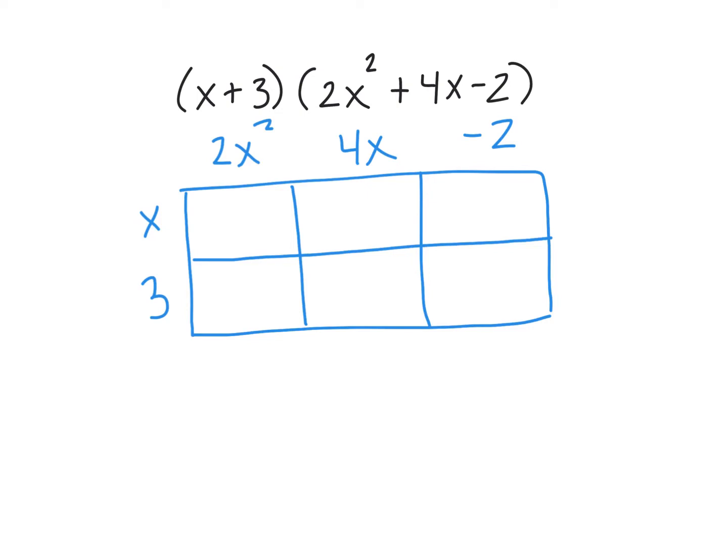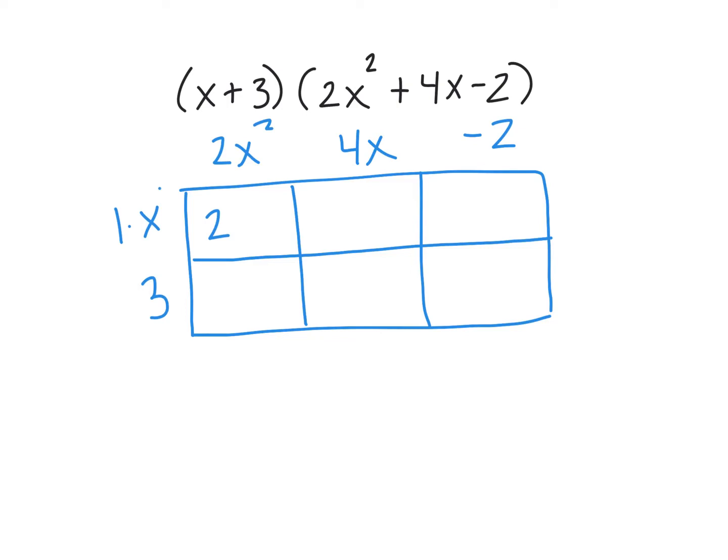The purpose of the box method is to help you multiply all of the terms together and then combine them, adding and subtracting with like terms. So let's start multiplying. In this first box I have x times 2x squared. Technically this is a 1x, right? So when you're multiplying, you're really multiplying these coefficients. You're multiplying 1 times 2, that gives you 2. Then you're multiplying x times x squared.